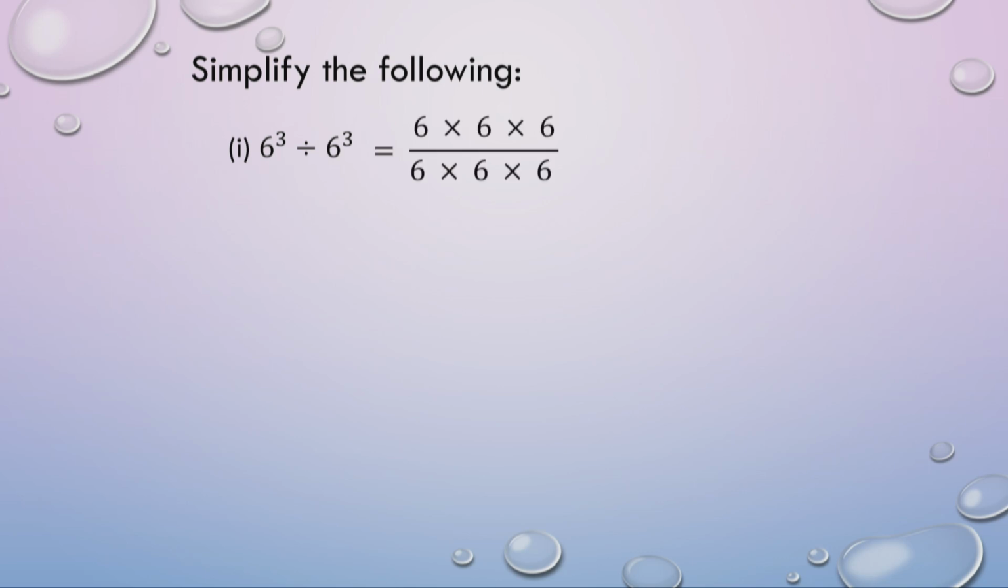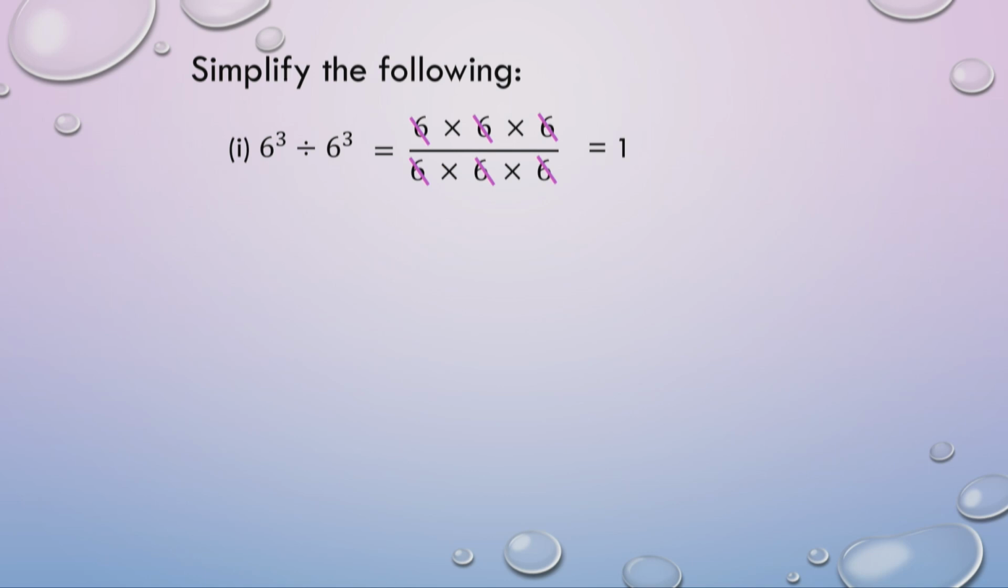Now we move on to the next part. Simplify the following. 6 to the power of 3 divided by 6 to the power of 3. If I write these two numbers in expanded form, I will get 6 times 6 times 6 over 6 times 6 times 6. Now, simplifying, you can see that 6 will cancel with 6. I'm dividing by 6 and I get 1.